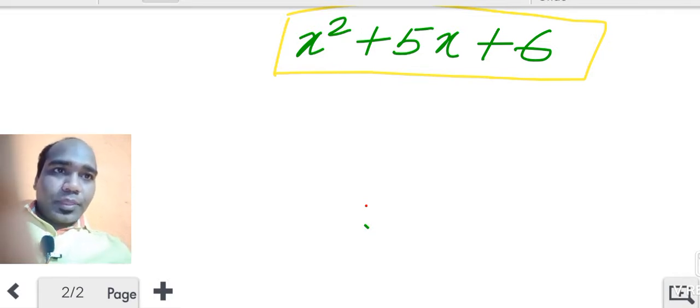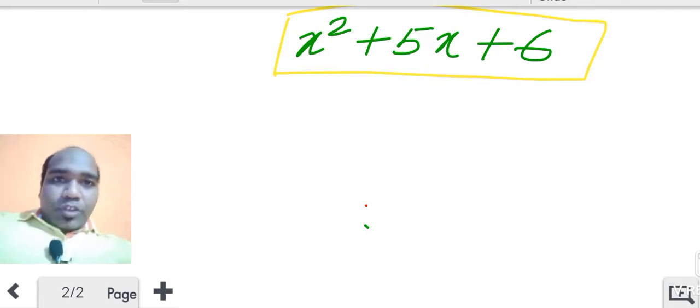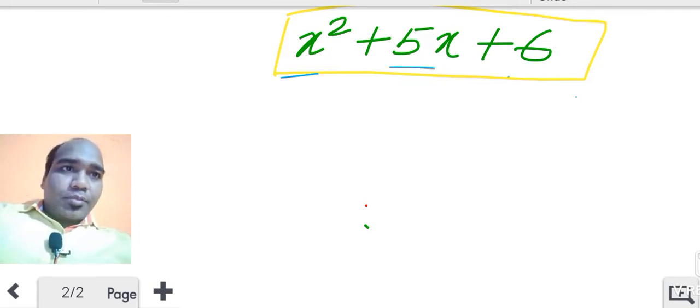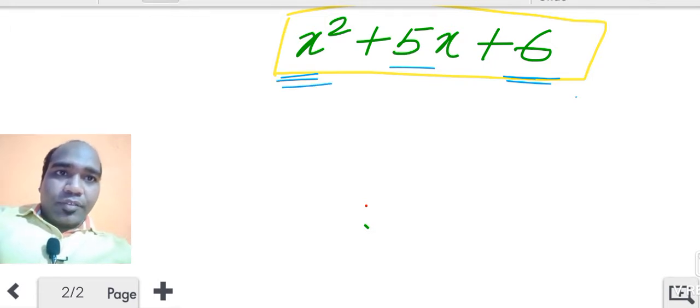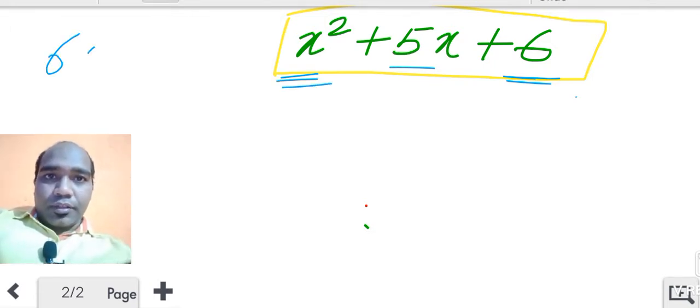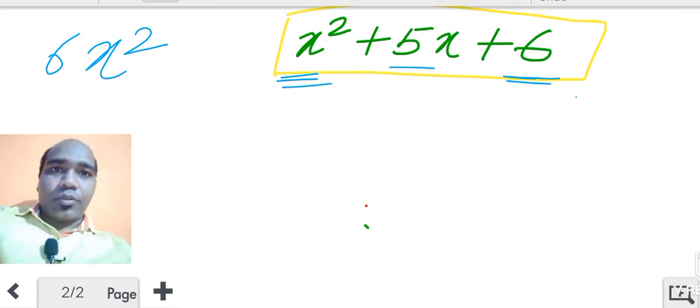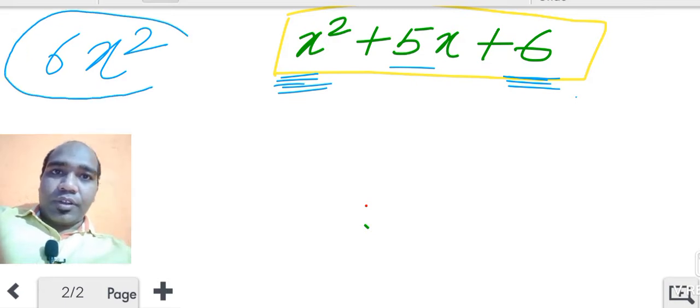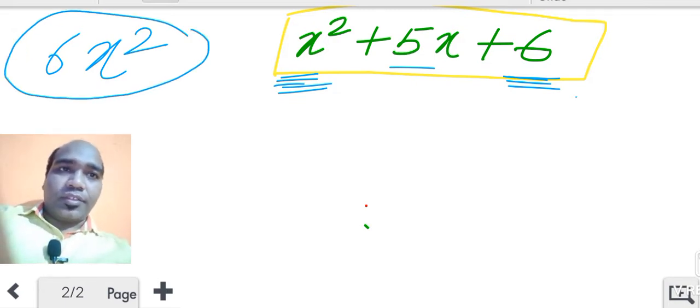Okay, now this polynomial x square plus 5x plus 6. Now this 6 we have to multiply with x square. How much will we get? 6x square. Just multiply the constant and x square, and whatever you get, write here: 6x square.